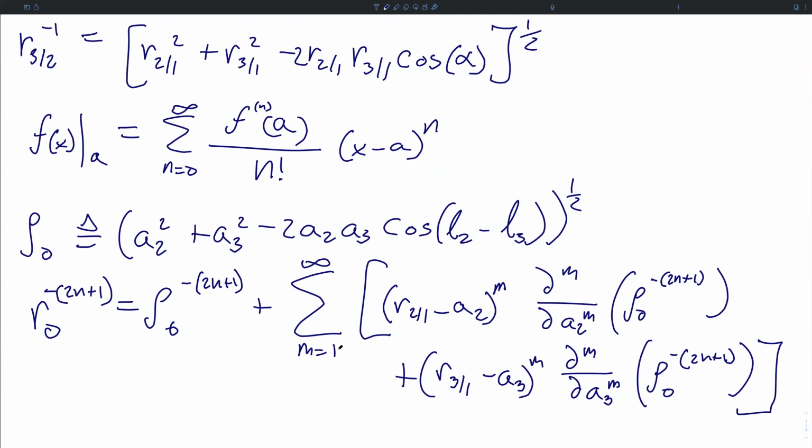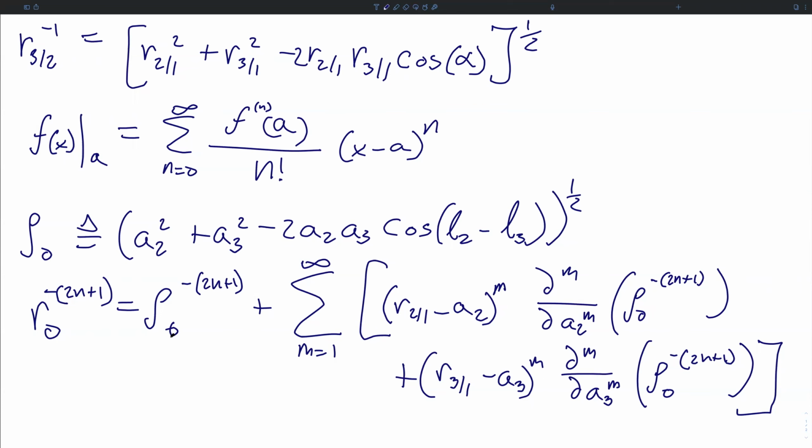We don't have a 0th order term here because that folds into this leading term there. This infinite summation will be of R2rel1 minus A2 to the mth power times the mth partial in A2 of rho naught to the negative 2n plus 1, plus R3rel1 minus A3 to the mth power times the mth partial in A3 of rho naught to the negative 2n plus 1.